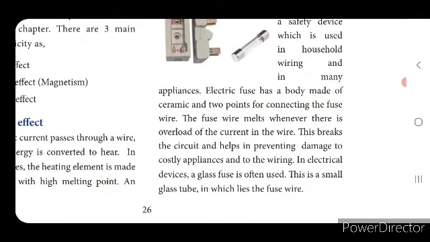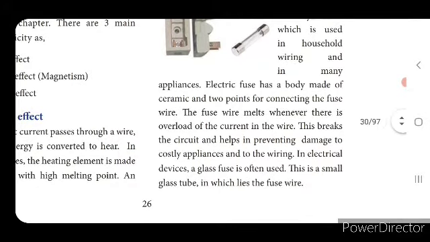This electric fuse has a body made up of ceramic and two points for connecting the fuse wire. The outer body is made up of ceramic and inside, two metal rods are placed. The fuse wire melts whenever there is an overload of current in the wire. Basically these two plates are connected by means of a wire. When current is allowed to pass through this fuse, then it is a good conductor.